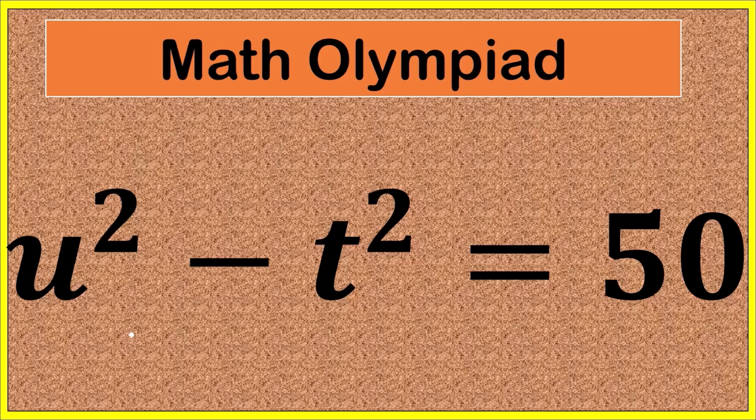Alright, let's delve into this Math Olympiad question. Alright, so we are given u squared minus t squared equals 50.